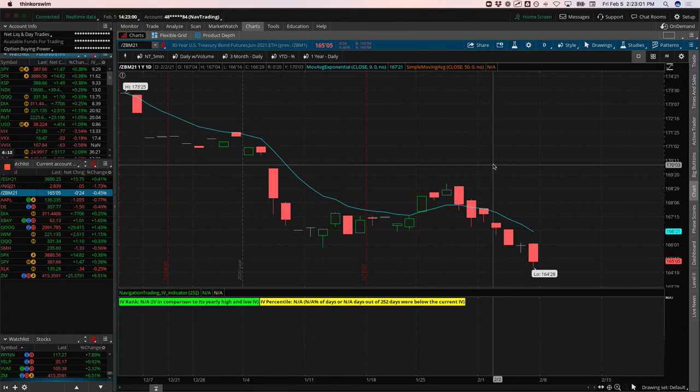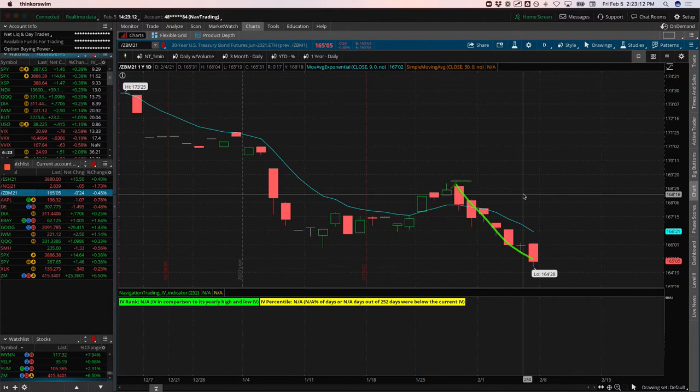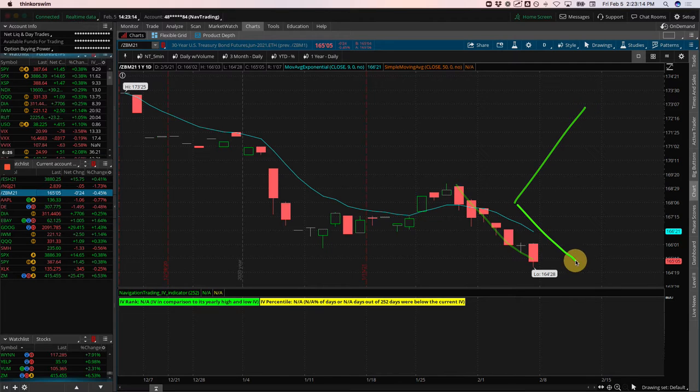Let's take a look at the charts first. I mean, look at this. We were pretty close. If we would have just gotten a little bit more of an up move, we probably would have gotten out earlier with a nice profit. But this thing just really rolled over hard. As the market went up, bonds went down.